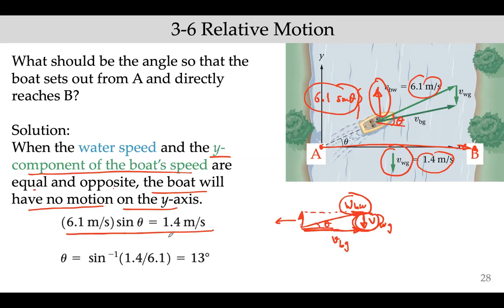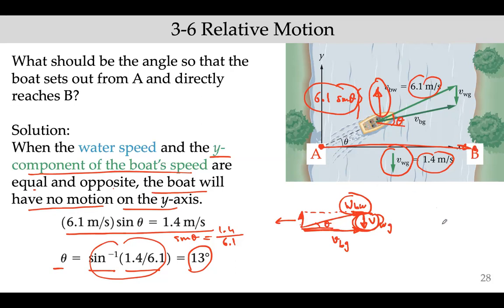So you have this equation. So sine theta equals 1.4 over 6.1. I'm just dividing both sides by 6.1. And just take the inverse of it. So theta equals inverse sine of 1.4 divided by 6.1. And if you calculate it with your calculator, you will find the angle should be 13 degrees. So again, when the angle is exactly 13 degrees, you can go from A to B.